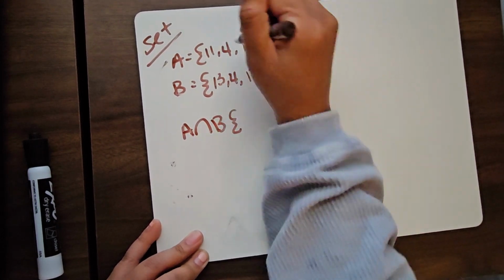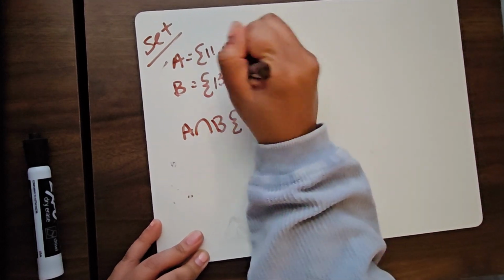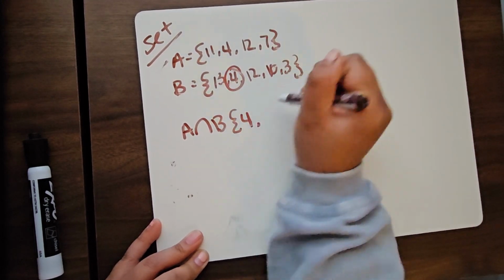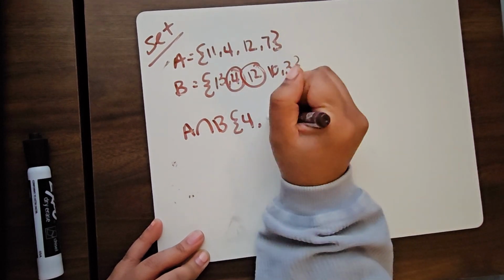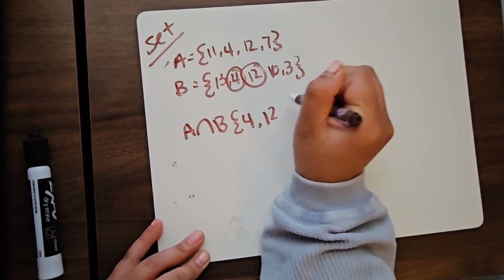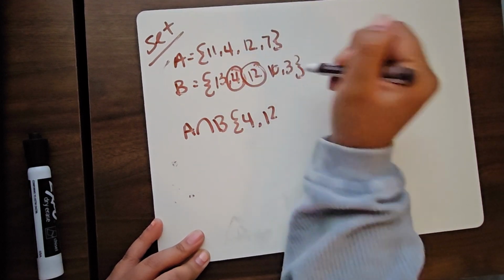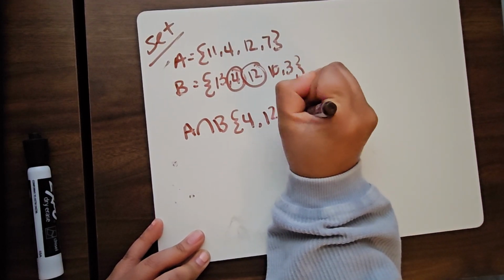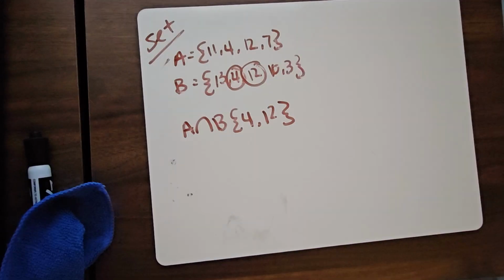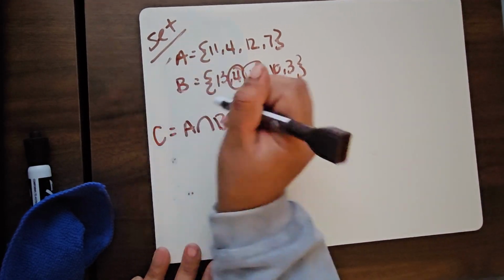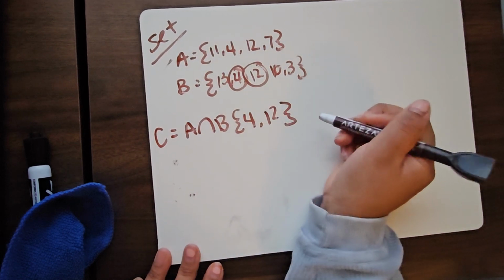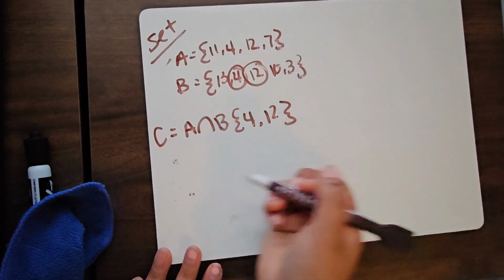In set A, we have the number 4, and we also see the number 4 in set B. In set A, we have the number 12, and we also see the number 12 in set B. We see the number 7, but there's no number 7 in set B. So for our new set, we could go as far as saying set C equals the intersection of A and B, which would be 4 and 12.